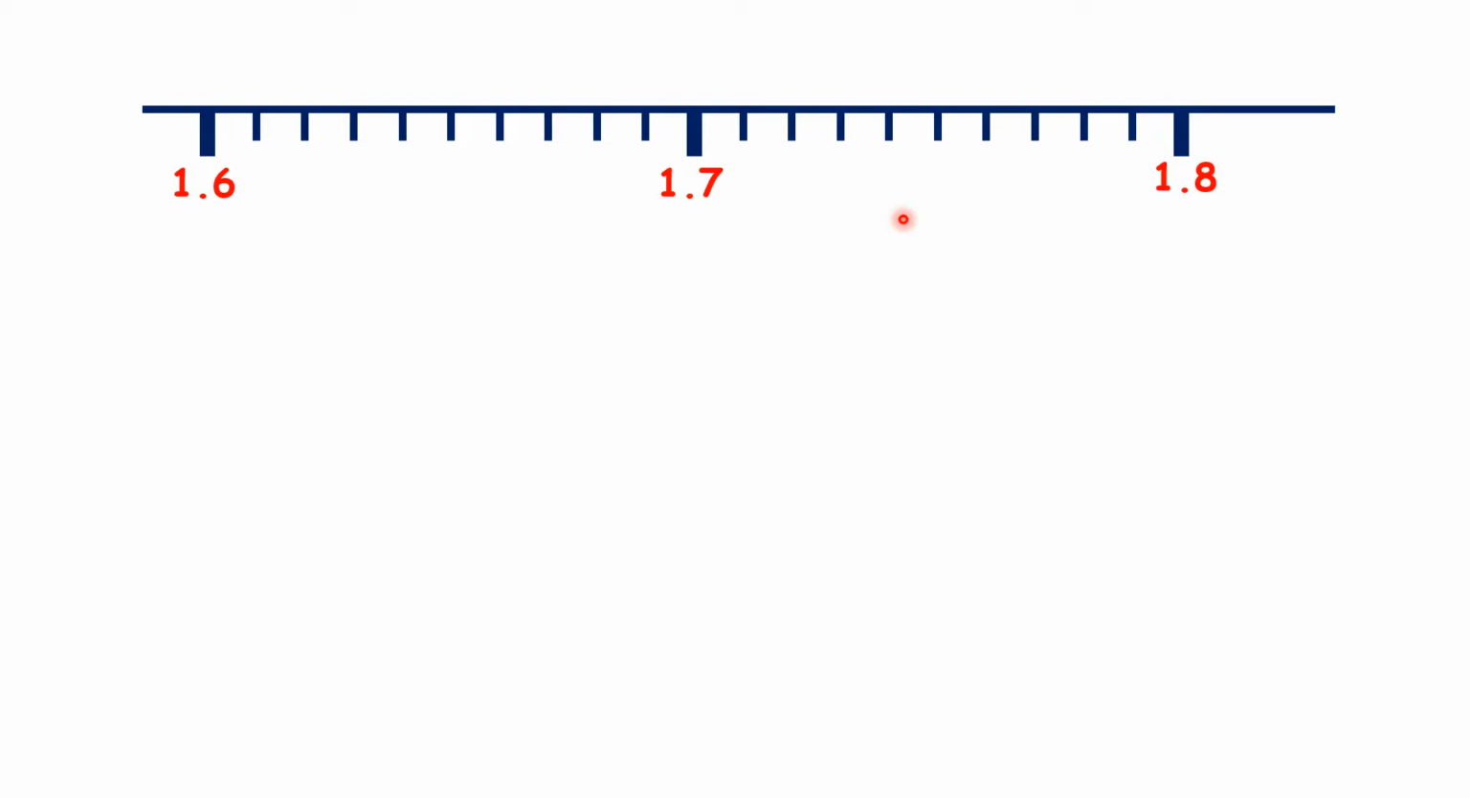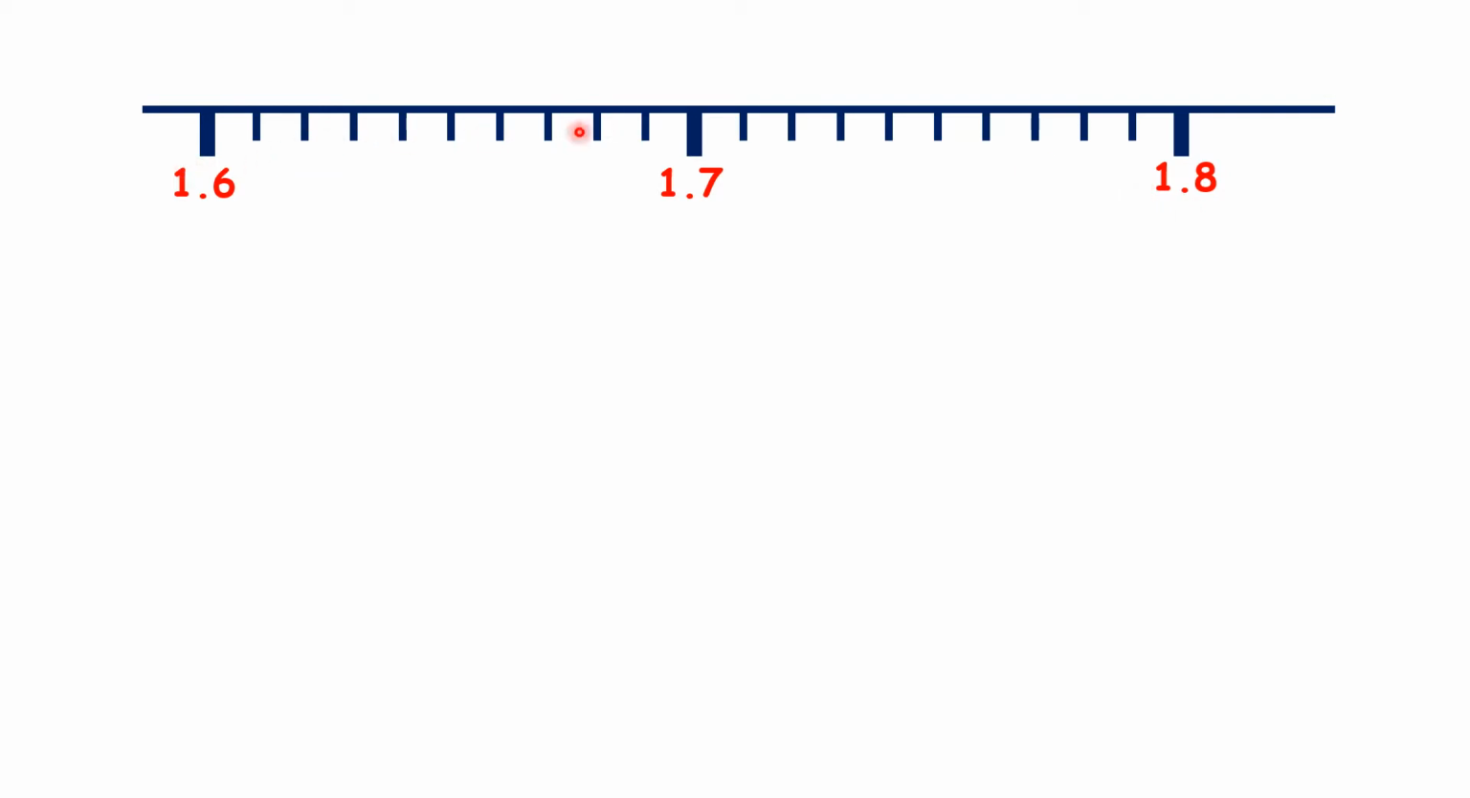Now this number line is more confusing because rather than whole numbers being labelled, we have labelled tenths. So we have our labelled values increasing by 1/10 each time. So we have 1.6, 1.7 and 1.8.